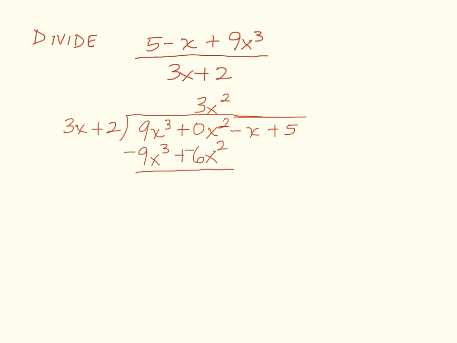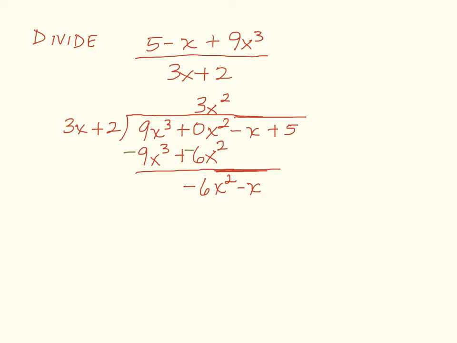Now look, here you have 0x squared. Here you have minus 6x squared. 0 minus 6 is negative 6x squared. The 9x cubed minus 9x cubed becomes 0. Okay? Now, next step is to bring down the x term. All right? Now notice the first term here is going to be negative, which is going to affect the sign when you divide.